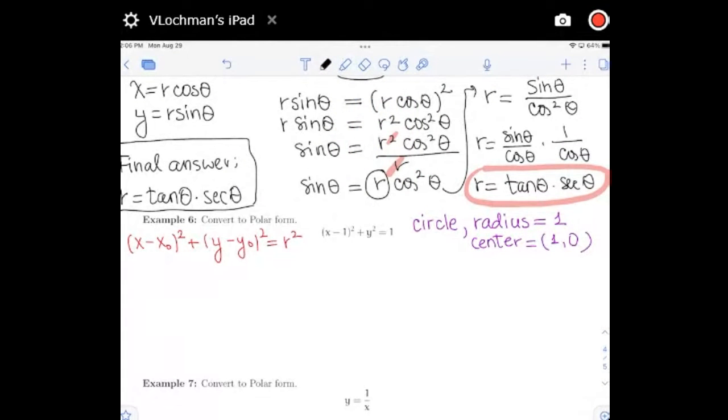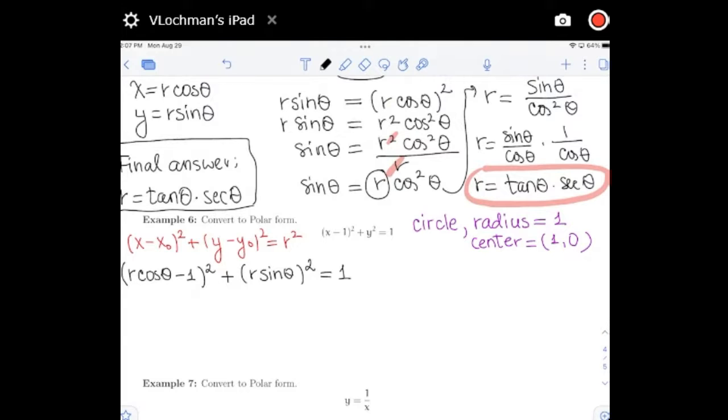Okay, now let's go ahead and convert it. So how would I go about it? Well, there's only one thing to do. We have x and y. We know what x and y are in terms of r and theta. So we're just going to substitute it. Okay, let's see. x is equal to r cosine theta, minus 1 quantity squared, plus y is equal to r sine theta, right? So r sine theta quantity squared is equal to 1.